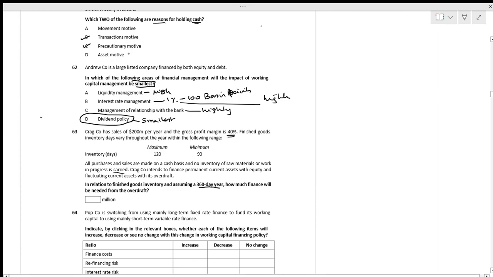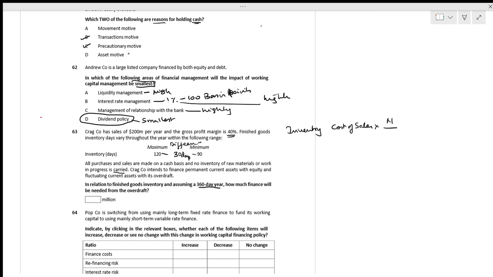How much finance? What is the maximum and what is the minimum? The difference between the two periods, 120 and 90, is 30 days. When we talk about finished goods inventory, what is the cost of sales? Cost of sales times the number of days divided by 360. Cost of sales will be 200 million times 60%, since 40% is the gross profit margin. So 200 times 60%, which is 120, times 30 divided by 360.